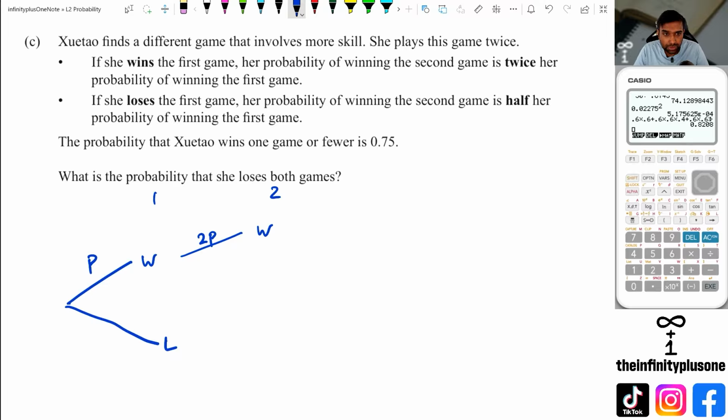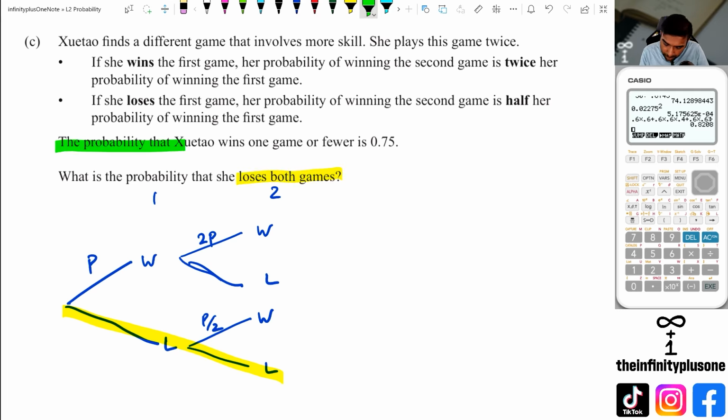And then if she loses the first game, her probability of winning the second game is half her probability of winning the first game. So that's going to be P over 2. It says probability that Zuta wins 1 game or fewer is 0.75. Okay, what's the probability she loses both games? Okay, so the question is actually asking for this. Probability she loses both games.